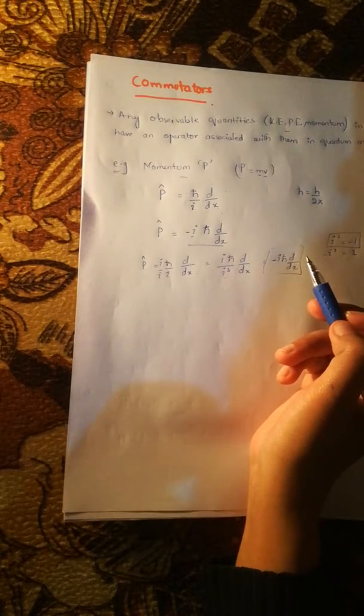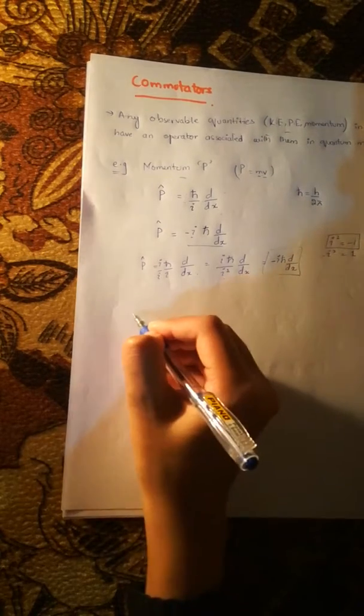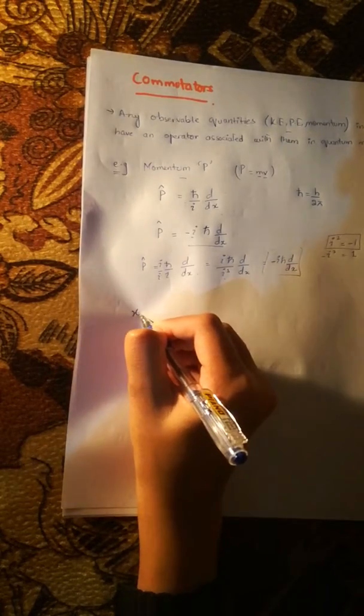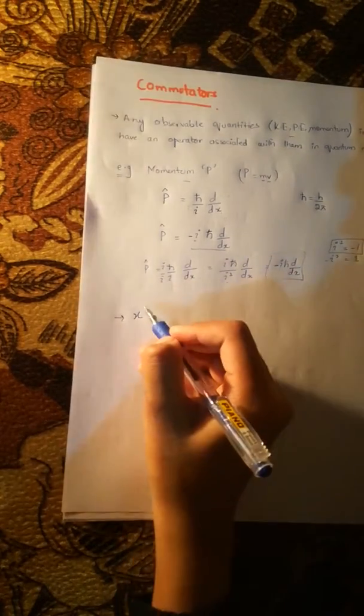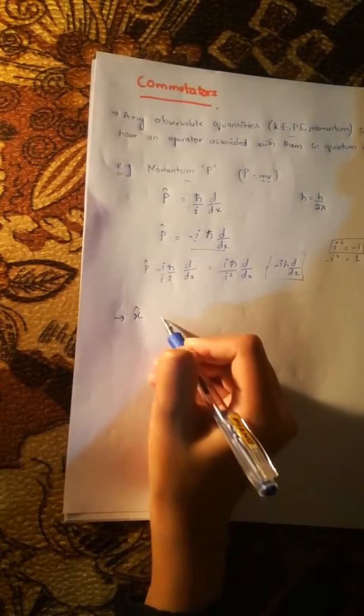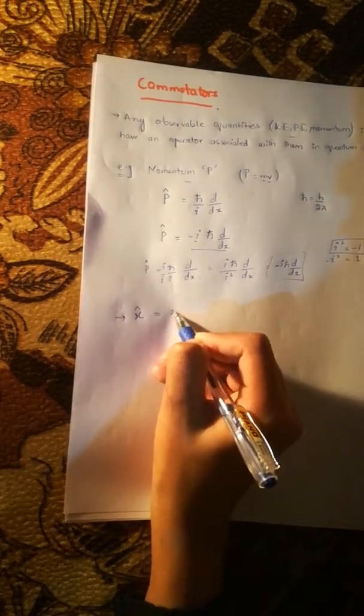Now we will see the position operator. The position in classical mechanics we can say is x, but in quantum mechanics we will take position with an operator and we will get x.